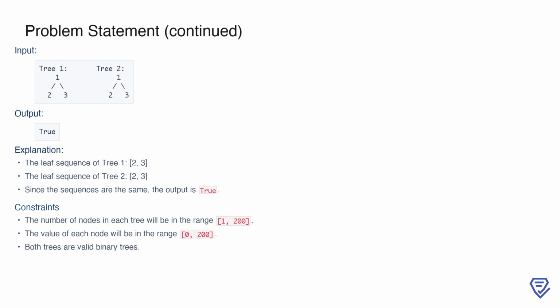For a final example, let's examine two trees with identical structures and values. In both tree 1 and tree 2, the root node is 1, with children 2 and 3. Both 2 and 3 are leaf nodes in their respective trees. The leaf sequence for both tree 1 and tree 2 is 2, 3. Since the sequences match, the function will return true. This example highlights that as long as the leaf sequences are the same, the trees are considered leaf-similar, regardless of their overall structure or size.